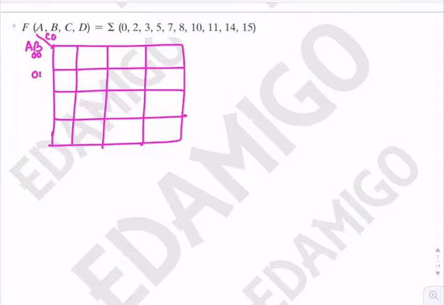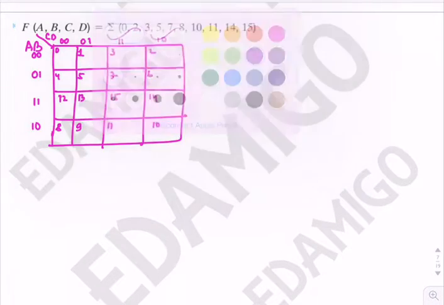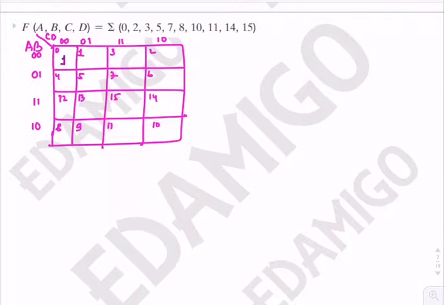Zero zero zero 1, 0 1 3 2 4 5 7 6. Okay, so let me mark all the ones here. So 0 is there, 2 is there, 3 is there, 5, 7, 8, 10, 11, 14 and 15.